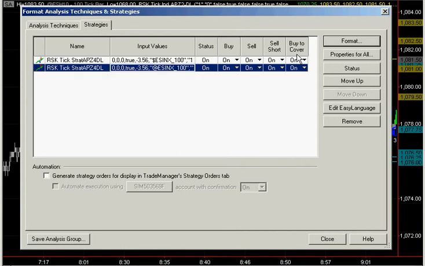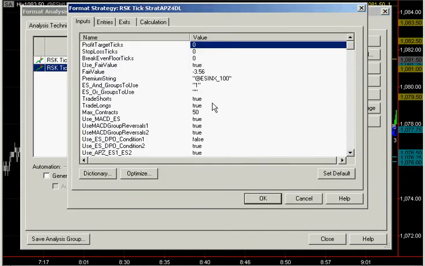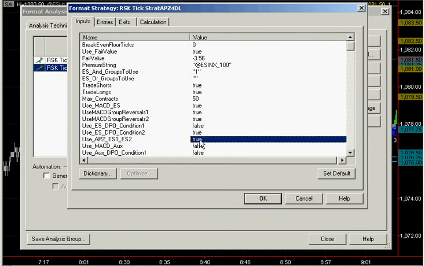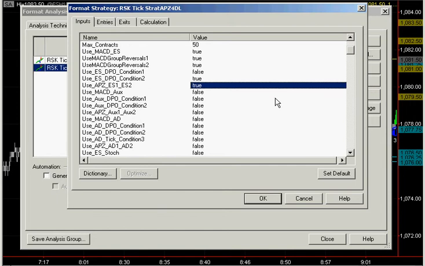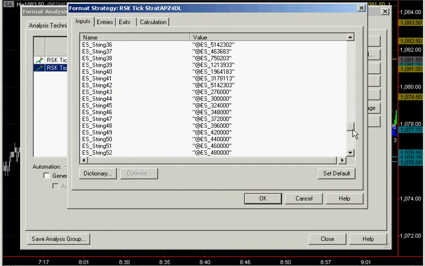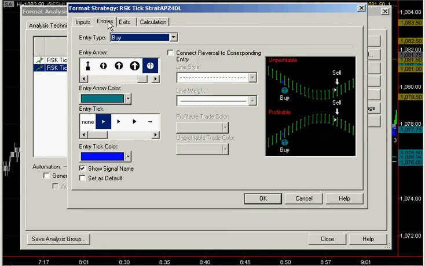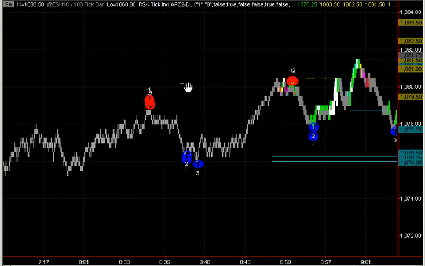Now the only difference between that and this, you notice this also is using a very simple system, group reversals with the zones. This zone was set to 1100. So first one set to 500, the other set to 1100. And we have different colored signals to identify the distinction.